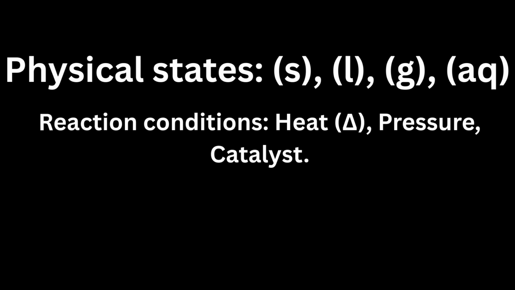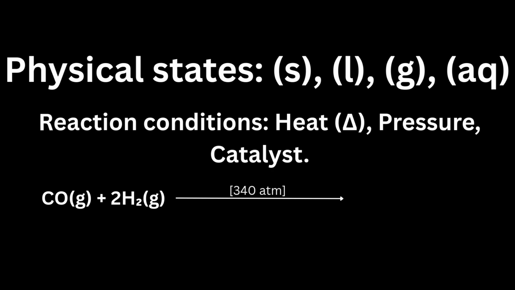To make chemical equations more useful, we add two things. Physical states: (s) denotes solid, (l) denotes liquid, (g) denotes gas, (aq) denotes aqueous solution. Reaction conditions: heat, pressure, or catalysts. CO (g) + 2 H2 (g) → CH3OH (l), under 340 atmospheric pressure. Here the state of each substance and reaction condition are clearly shown.